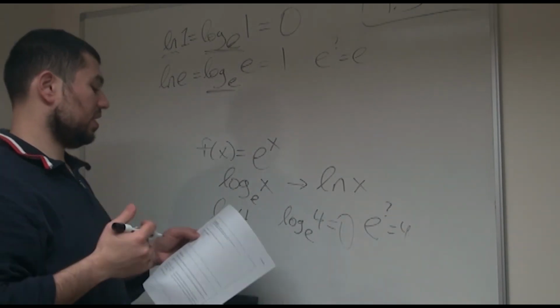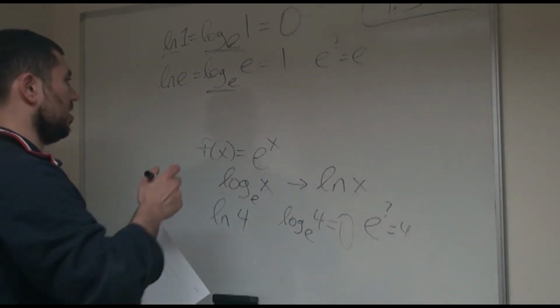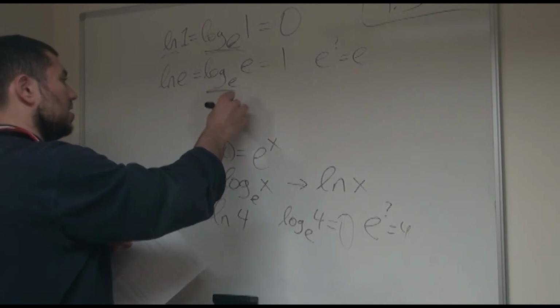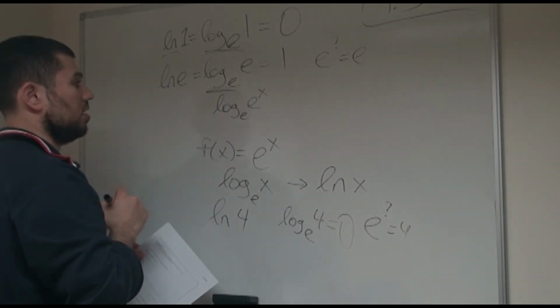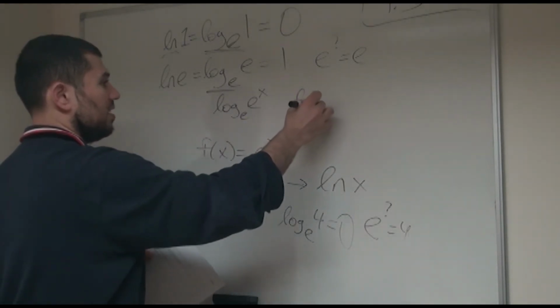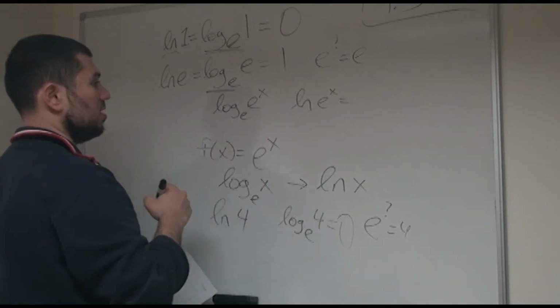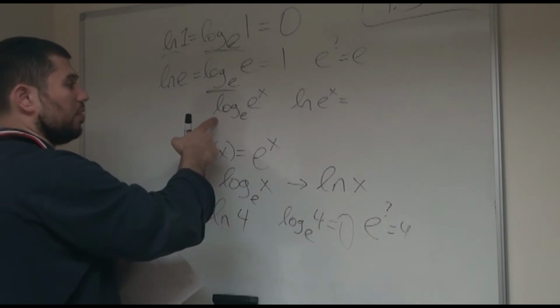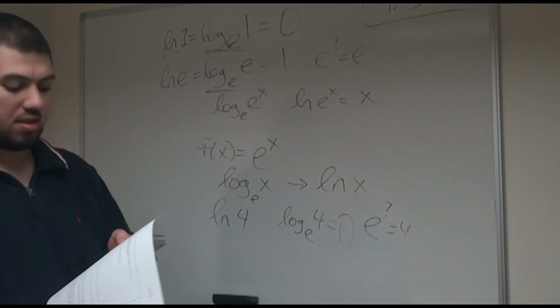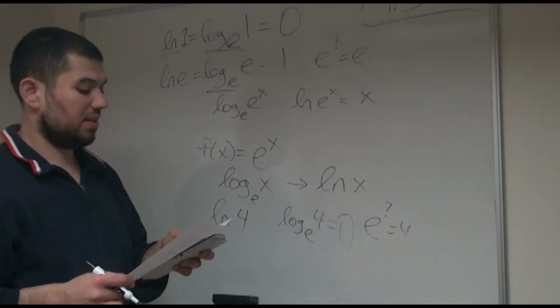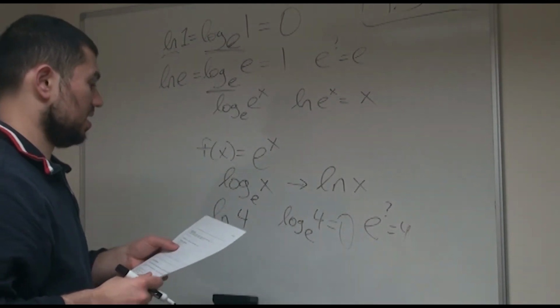And the next two are based off of the inverse property rule: log to the base e of e to the x, or ln of e to the x. So again, if we apply a reverse and forward rule at the same time, we should just get x. Ln of e to the x is x.